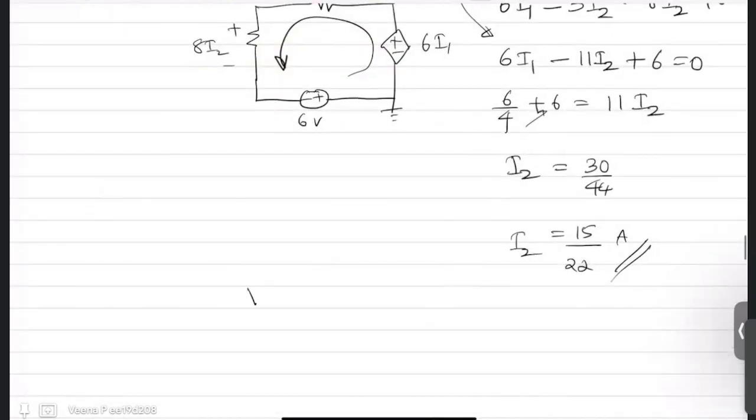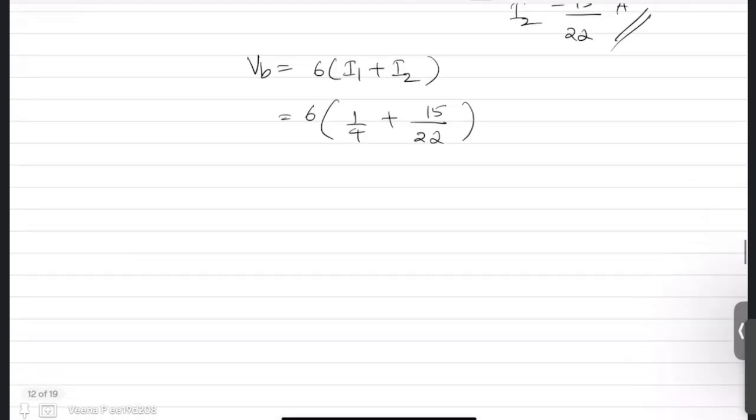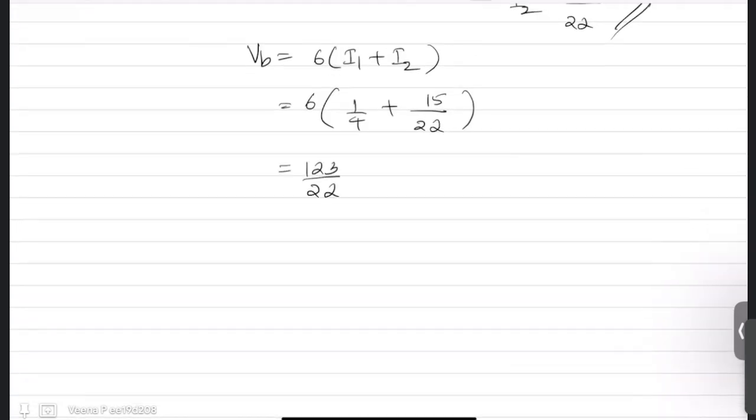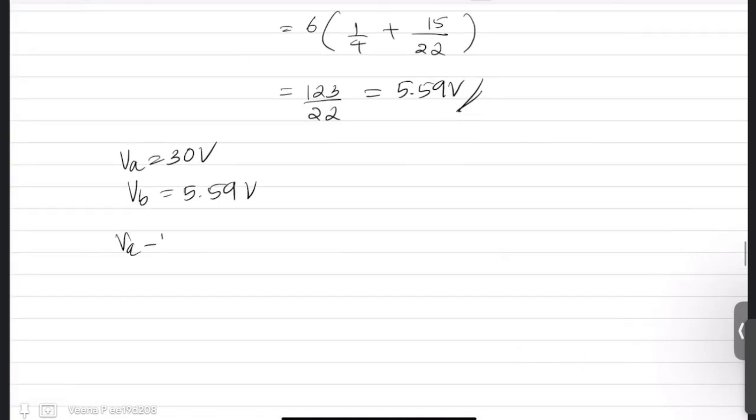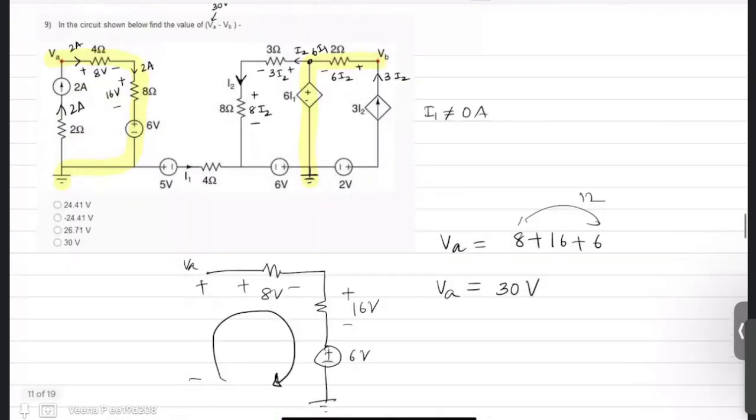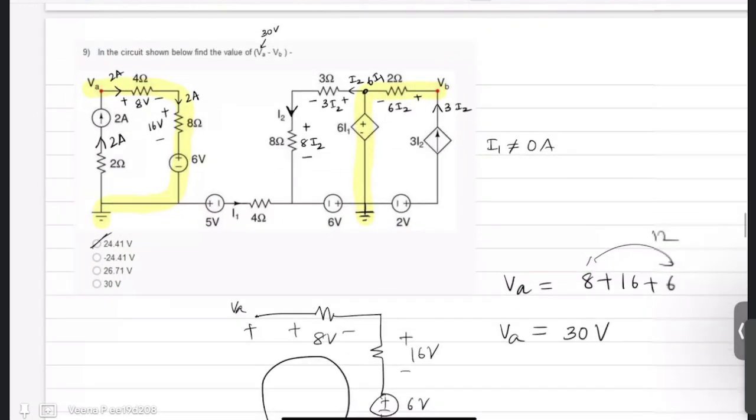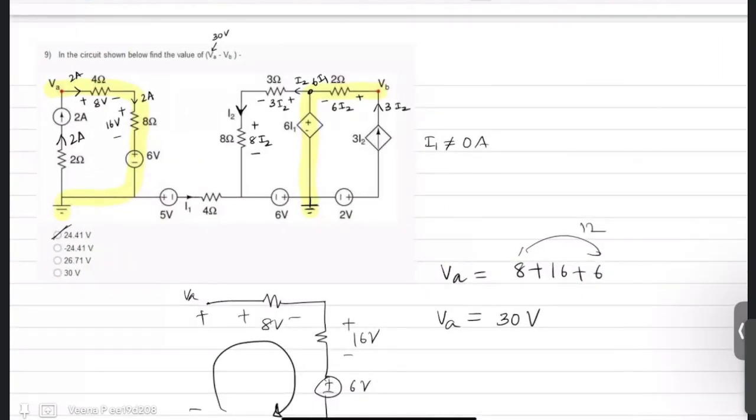Now VB is nothing but 6 times I1 plus I2, where I1 is 1 by 4 and I2 is 15 by 22. This comes out to be 123 by 22 or 5.59 volts. So your VA is 30 volts and VB is 5.59 volts. So your VA minus VB, just subtract, you will get 24.41 volts. So the answer is 24.41. Is there any doubt in this question? Please ask.